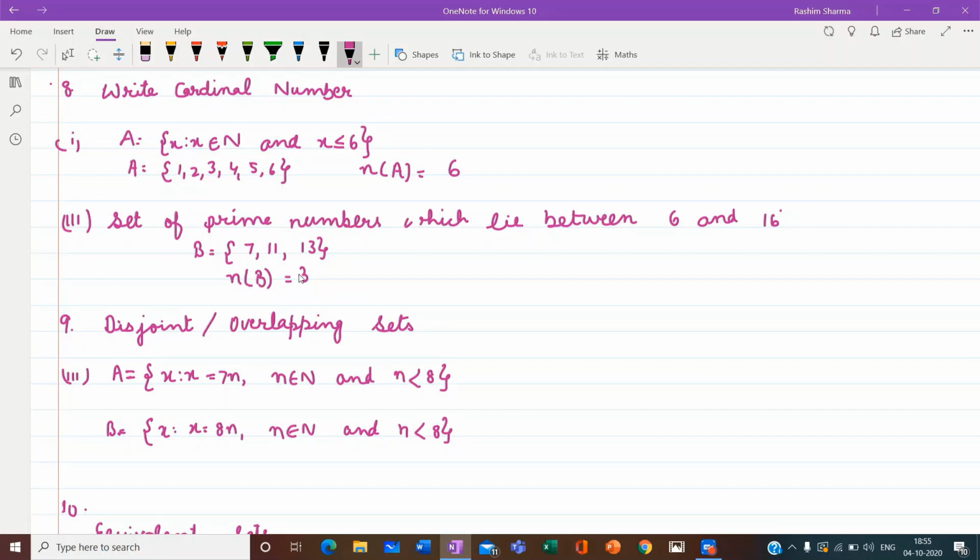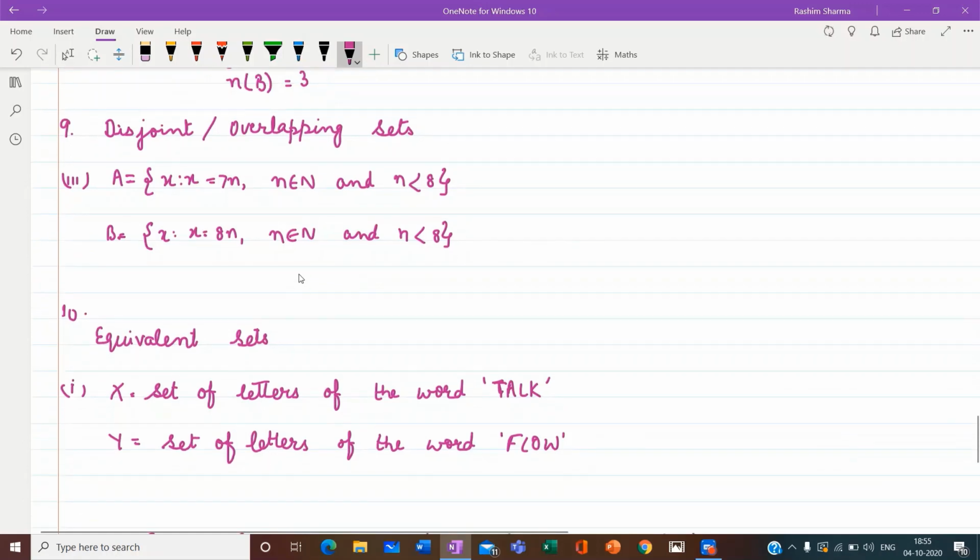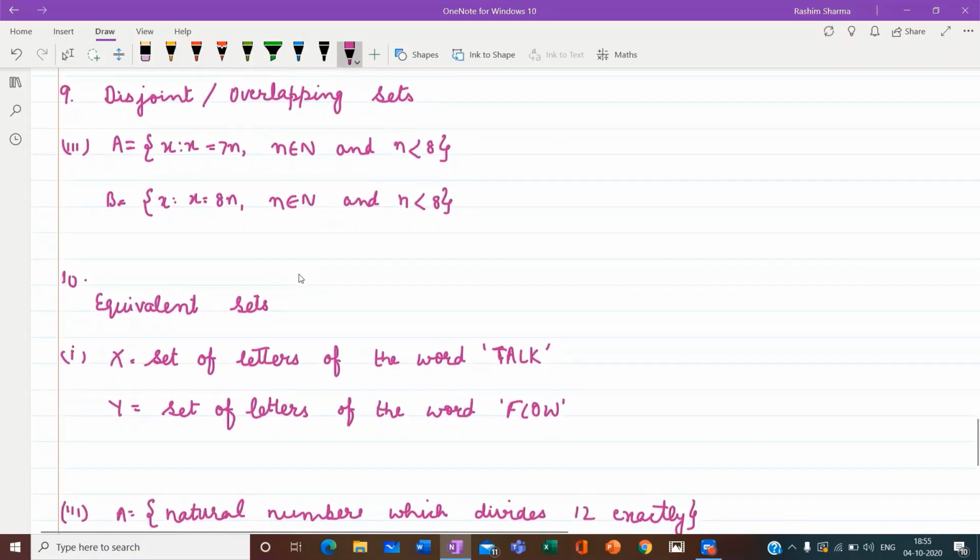Alright. Then question number 9 is disjoint and overlapping sets. Now we know disjoint sets means there is no common element in the 2 sets, and overlapping sets means they have at least one element in common. So here the third part is A equal to {x such that x is equal to 7n}. 7n means multiples of 7. Here n is a natural number, and n is less than 8 means up to 7 we have to multiply.